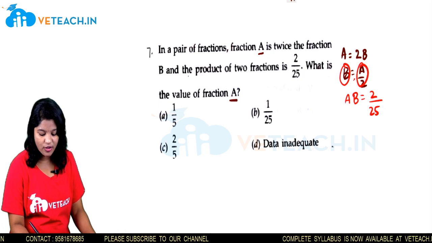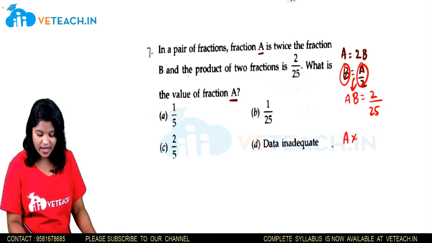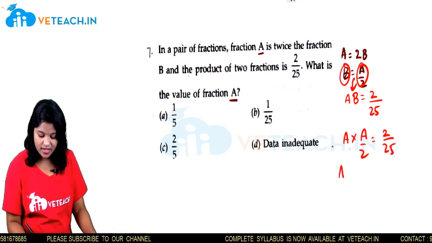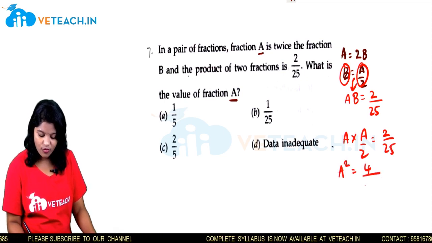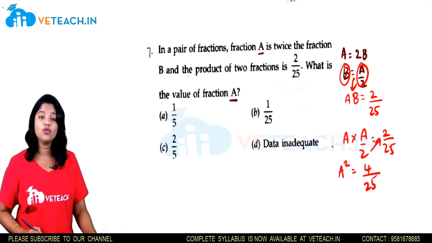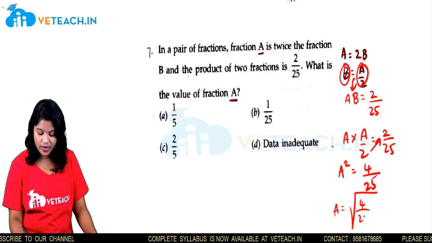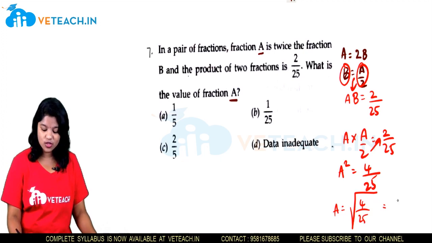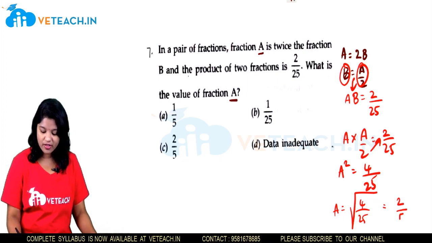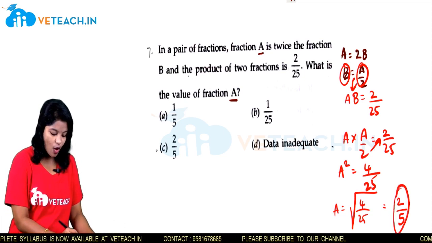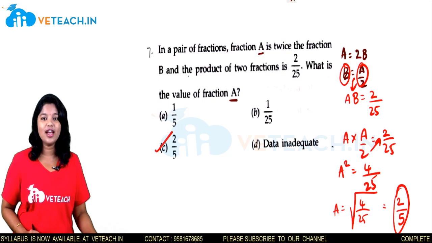Simply substitute the value of B in this equation. A into A by 2 is equal to 2 by 25. A square is equal to 4 by 25 because I took 2 to the other side. A is equal to simply square root of 4 by 25. Square root of 4 is 2 and square root of 25 is 5. So the value of A is 2 by 5. So option C, 2 by 5, is our correct answer.